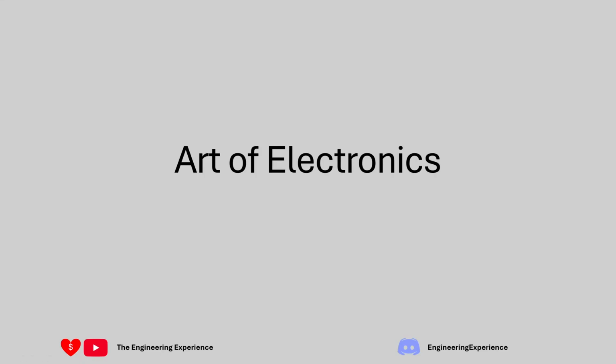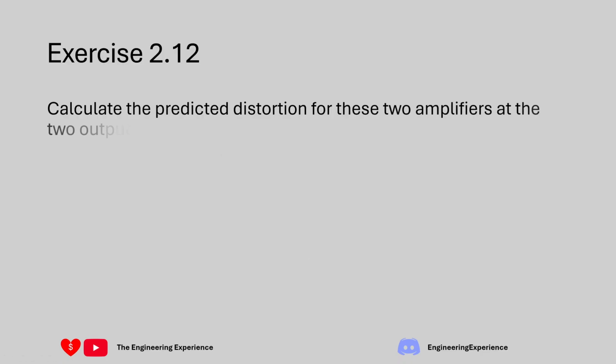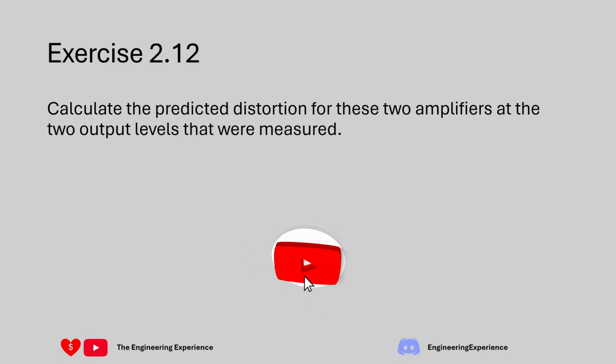In today's video, we are going through exercise 2.12 from the Art of Electronics. In this exercise, we need to basically look at distortion for an amplifier. The question says we need to calculate the predicted distortion for two amplifiers that are described in the paragraphs above at the two output levels that were measured. The two output levels were 0.1 volts and 1 volt.